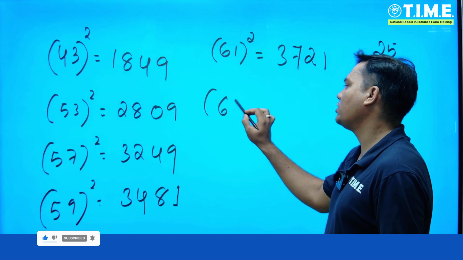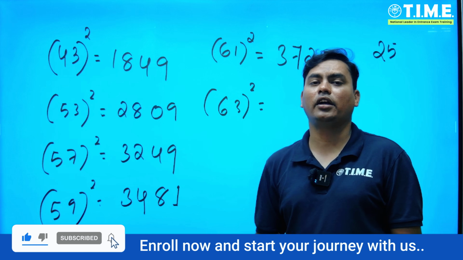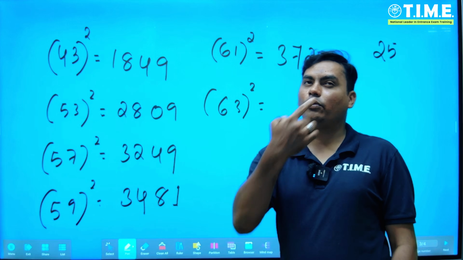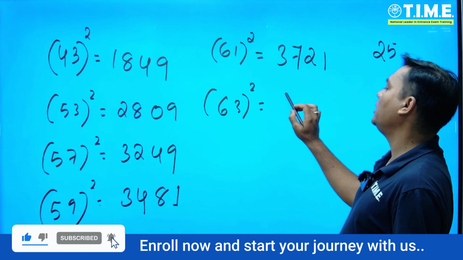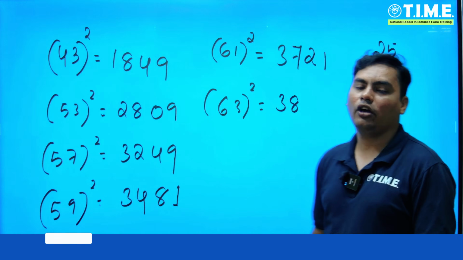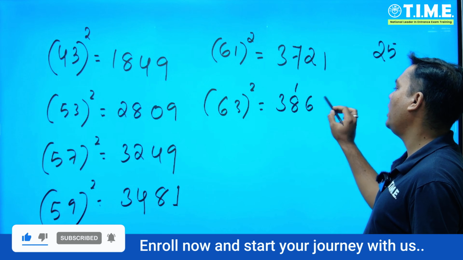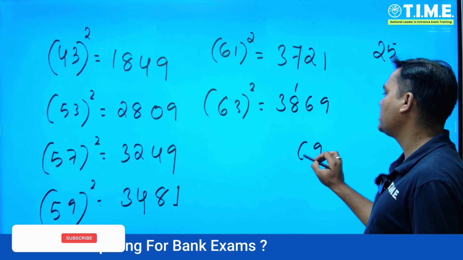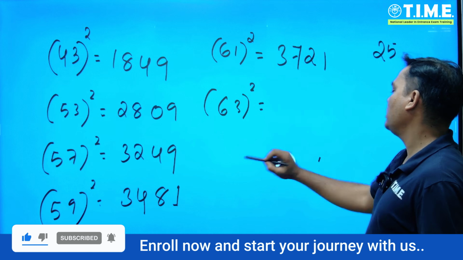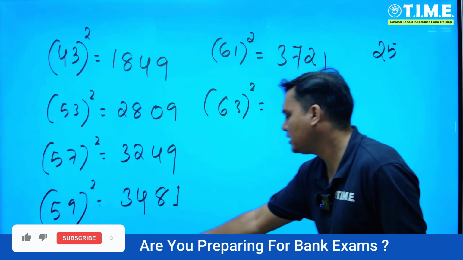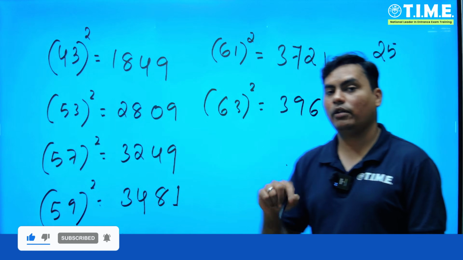Now, if I go with the next number, suppose, shall we go with 63 square? Yes. So 63 square. If I want to find 63 square now, it is more than 50 by 13. I will add that 25 with 13. 25 plus 13 will be 38. Correct? Now that 13 square is 169. If you add this, my answer will be 3969. Okay.